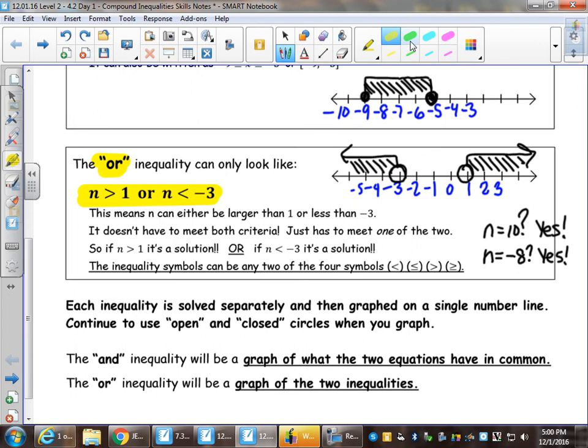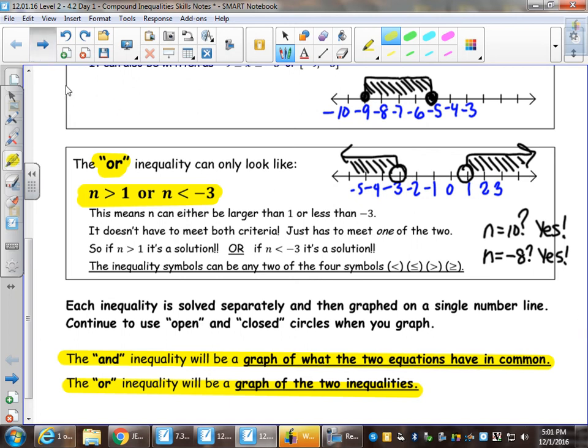This is a key summary point, so to speak. The and inequality will be a graph of what the two inequalities have in common, only what they have in common. So when I put up that picture of what you did last year in Algebra 1, where you graphed one all the way, graphed the other all the way, and only kept the piece in the middle that they have in common, that's what this represents. The or inequality will be a graph of the two inequalities. So we graphed one inequality, which got us this half, and then we graphed this inequality that got us the other half. So with or inequalities, we will have two pieces.